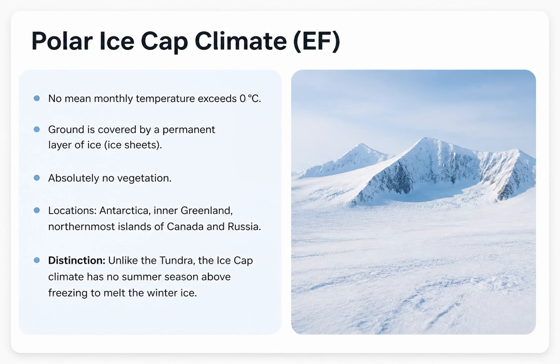Consequently, the ground is covered by permanent ice sheets, and there is absolutely zero vegetation. This climate dominates Antarctica, inner Greenland, and the northernmost islands of Canada and Russia. The key distinction between the ice cap and the tundra is that the tundra experiences a brief summer above freezing, which melts the surface ice, whereas the ice cap remains frozen solid year-round.